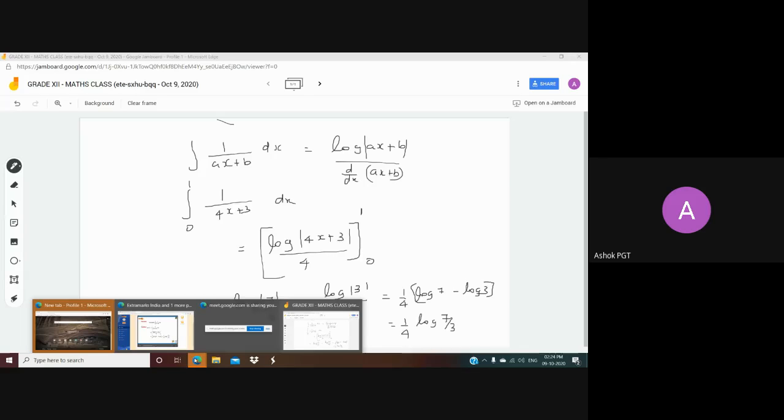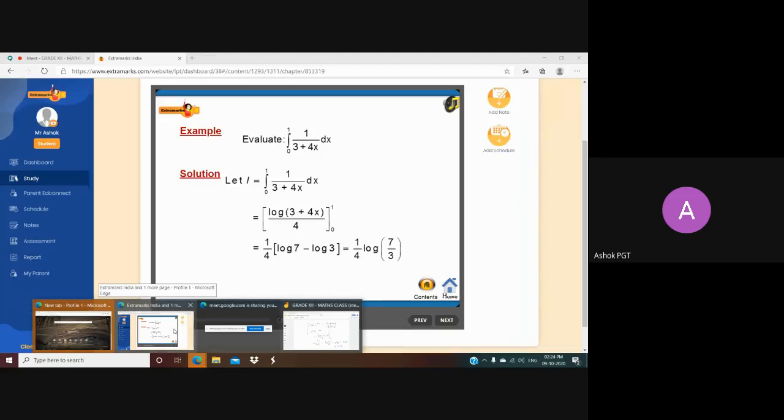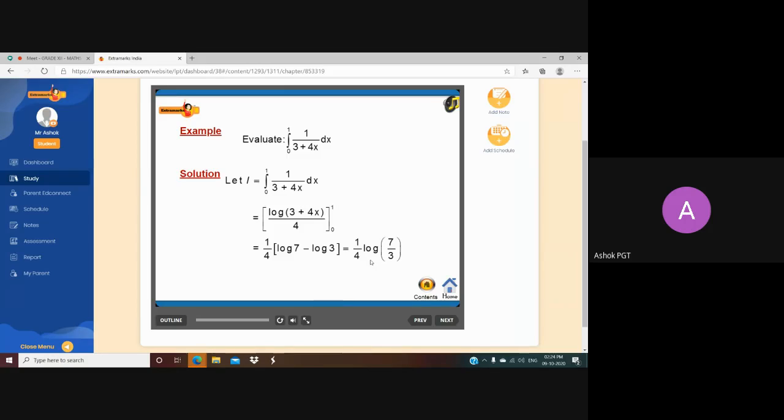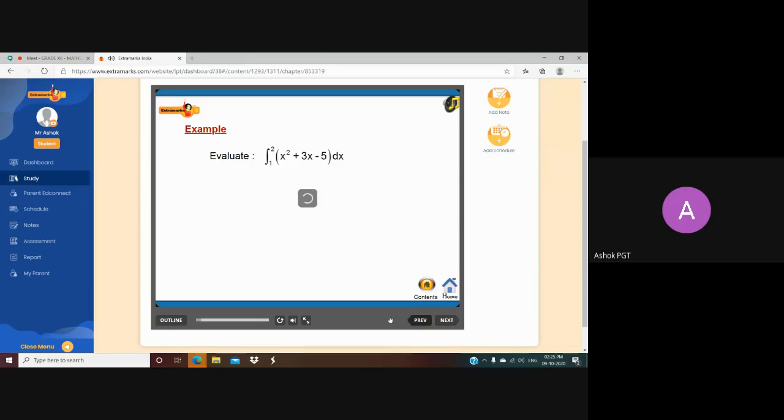Students, did you understand? Please tell me. That is what we got here. Are you clear? If you are very good at indefinite integration, you can solve these initial problems very easily. Now let us work out another example.